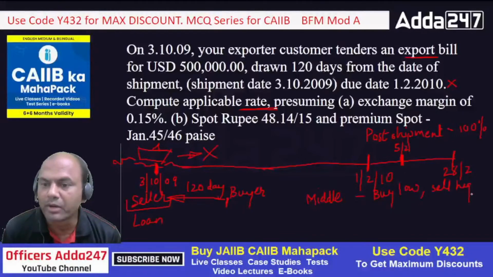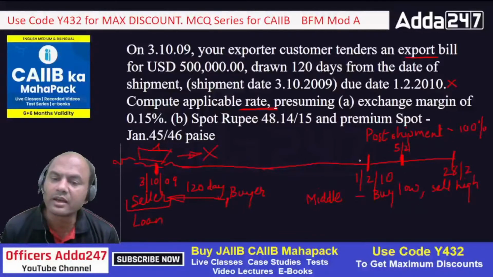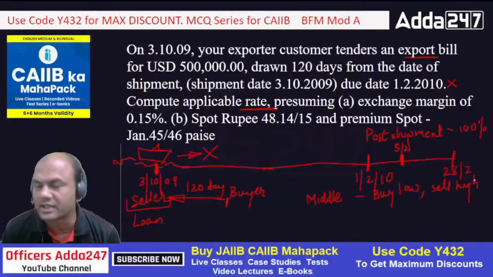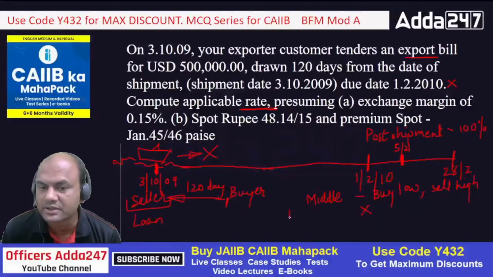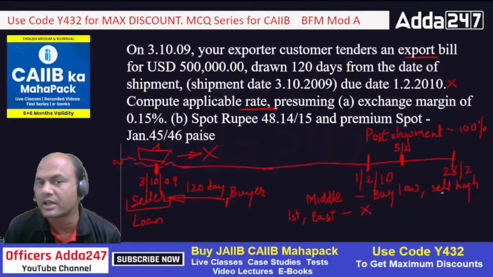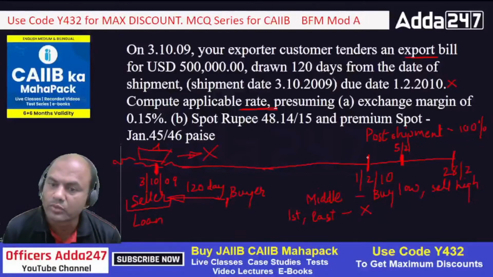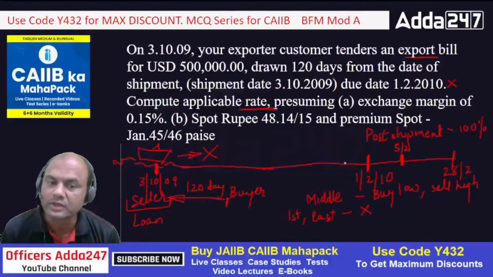But if any date is on the first or last date, then we don't use this rule. We don't use this buy low, sell high rule. Then we take the rate whatever is arrived over here. So now let's calculate the rate for 1/2/2010.